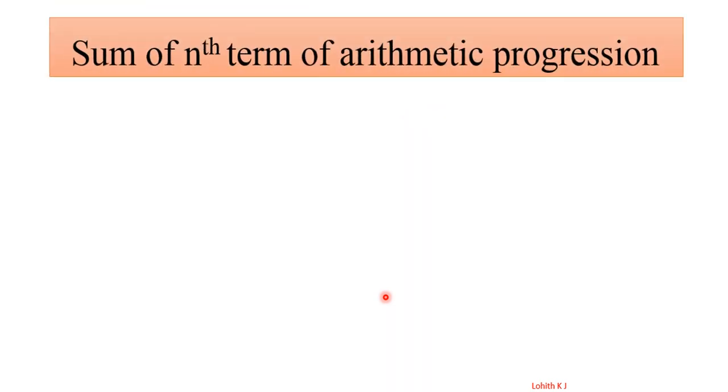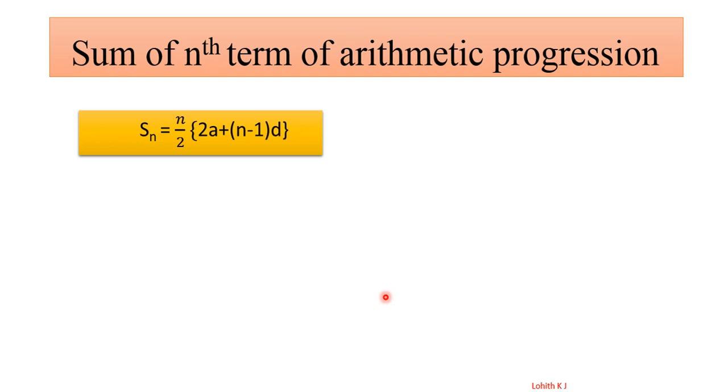In our previous video, we discussed how to find the sum of n terms. Let us recall that once again. The sum of n terms of an arithmetic progression is given by Sn = n/2 [2a + (n - 1)d]. Here n is the number of terms, a is the first term of the arithmetic progression, and d is the common difference.